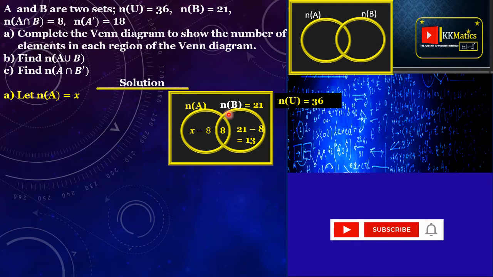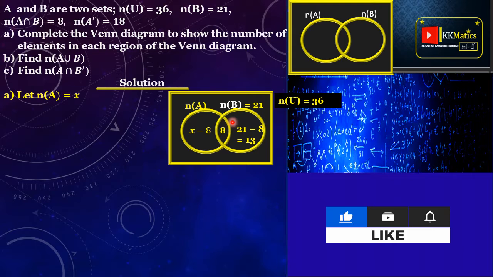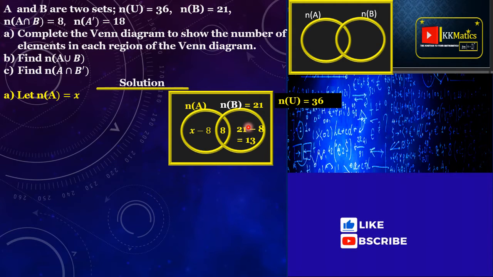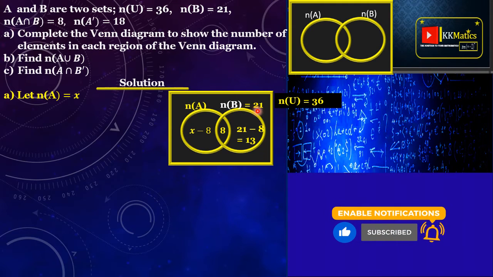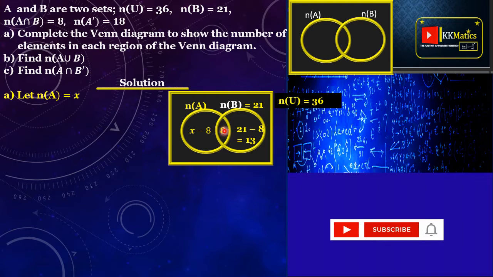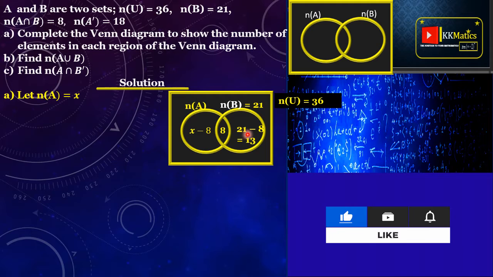In the question, one thing we have to note here is that we were given the number of elements in B equals 21, and so in finding B only, we subtract 8 out of 21, and that gives us 13.